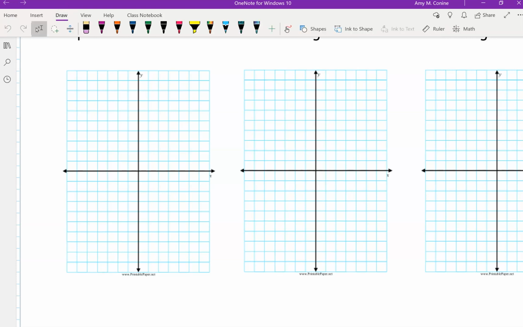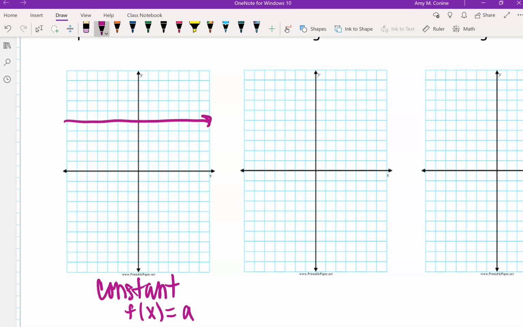So the first one that we have is called a constant. It's called a constant function. It's when your function is equal to some number. So that would basically give you a horizontal line. It's constant. It's not moving, it's not doing anything, it's just there. It's equal to some number.